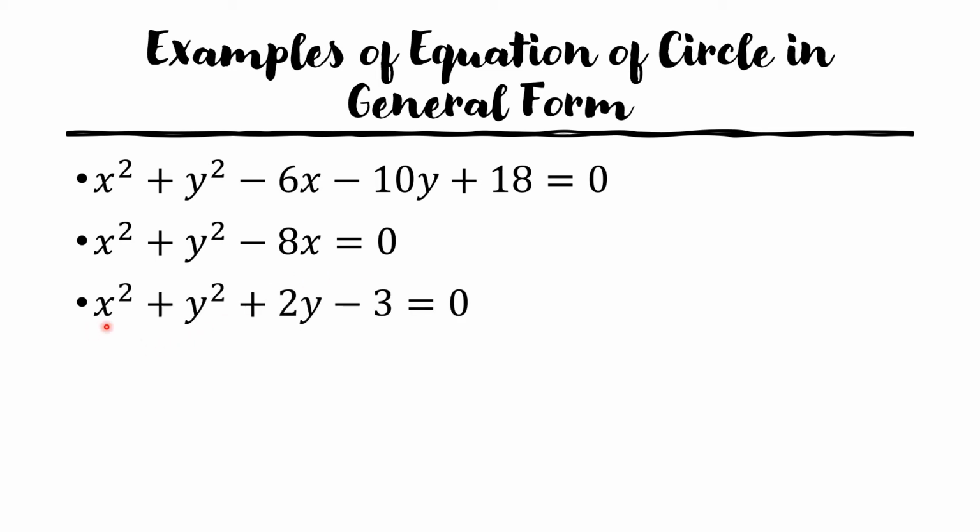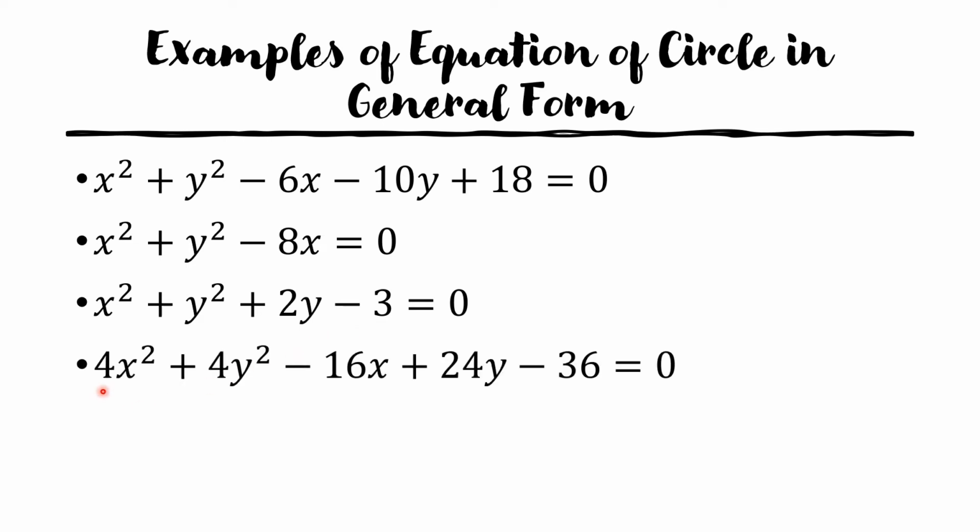Another example, we have x squared plus y squared plus 2y minus 3 is equal to 0. Yung coefficient ng x squared and y squared natin equal pa rin. They are both 1. Tapos, wala tayong c kasi wala tayong variable na x dito. Meron lang tayong 2y, so it means ang value ng d natin ay 2. And we have here a constant, so ang value ng e natin is negative 3.